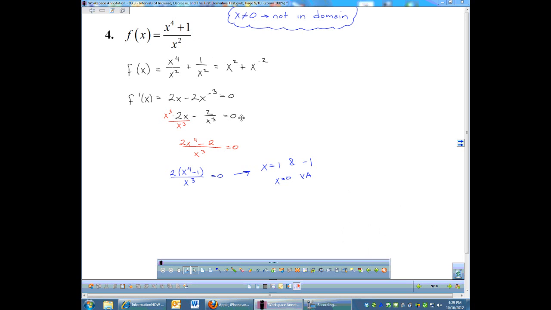All right, so let's see. I shrunk that up to give me a little bit more room to work. So on my number line, I'm going to plot the points.